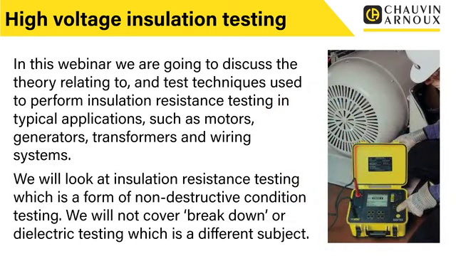In this webinar, we're going to discuss the theory relating to and test techniques used to perform insulation resistance testing in typical applications such as motors, generators, transformers, and wiring systems. So these are very typical tests that we'd be using maybe in an industrial or a site environment to carry out checks, maybe as part of commissioning or as part of an ongoing preventative maintenance process. We are generally talking about things like motors, generators, transformers and wiring systems, but this could equally apply to insulators in a high voltage system, and it's almost endless the applications that you could use these for.